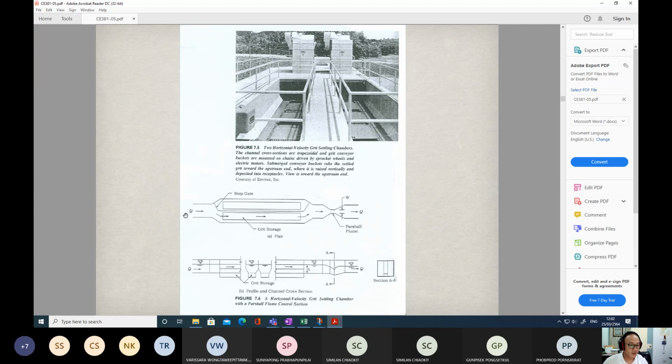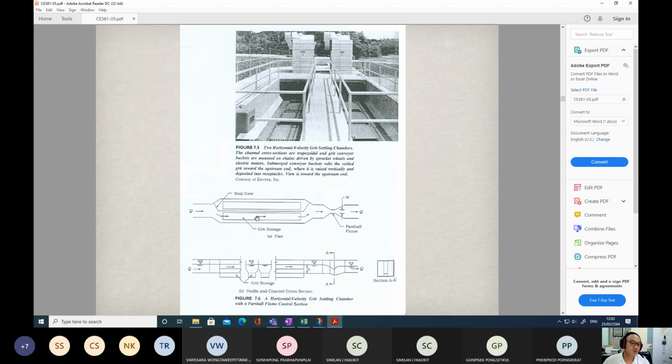So water just flows through the grit chamber. Normally, we make two chambers. The reason why we make two chambers is because if one is out of order, we still have one chamber in operation, or sometimes we need to fix some equipment, we still have another chamber working.